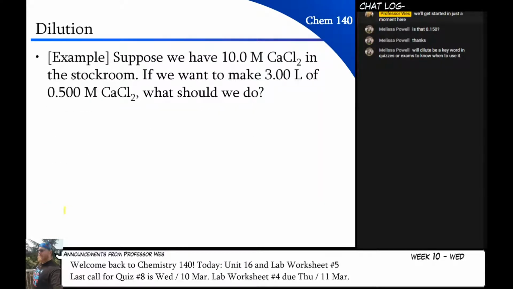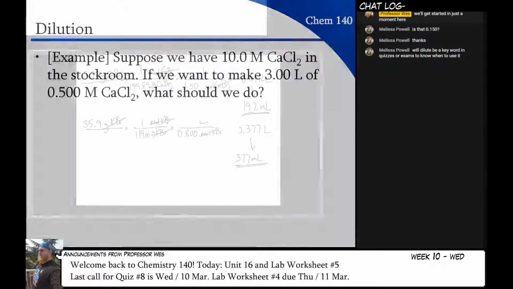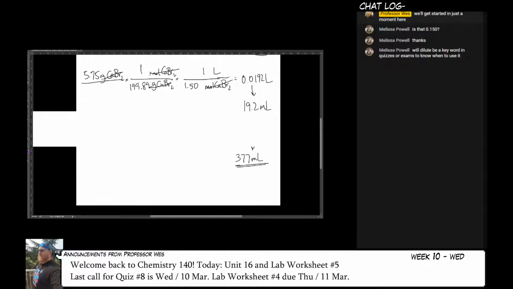So let's do an example. I want to find 10 molar calcium chloride in my stockroom, and then use that bottle to make 3 liters of 0.5 molar calcium chloride. Well, I find a bottle, and it says 10 moles per liter on it. Somebody made this in the past so that I could use parts of it to make these solutions later. So what do I do with this? Well, let's do the calculation.